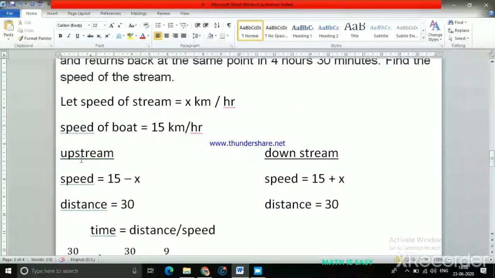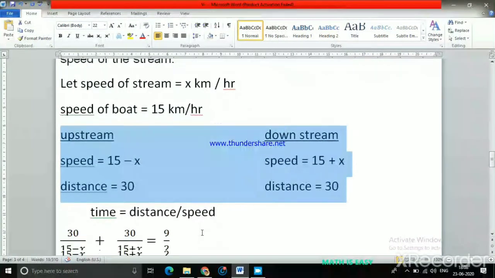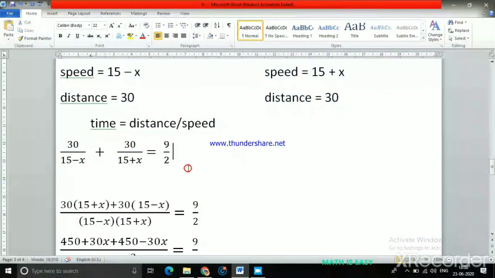Here also, once you understand, you can skip this step, but I suggest you write it so that you will get less confusion. So on the LHS, I'll go for the LCM. The LCM will become 15 minus x into 15 plus x. Now in the numerator, this 30 will be multiplied with 15 plus x, so 30 into 15 plus x, plus 30 into 15 minus x, since the other numerator 30 multiplies with the denominator 15 minus x.